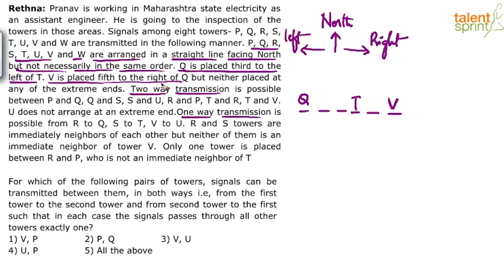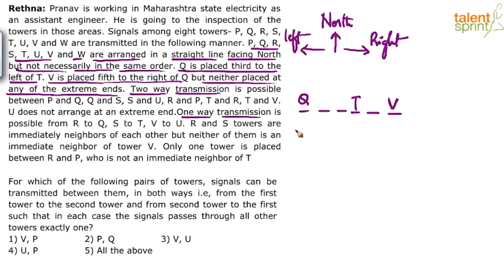But neither is placed at any of the extreme ends. Now this is a very important point. He says V is placed fifth to the right of Q, but neither of them are placed at any of the extreme ends. See, if you look at it, we have already got 6 positions here. 1, 2, 3, 4, 5, 6. Of course, only 3 of these 6 positions are filled, but we know the 6 definite placements, right? And we also know that neither Q nor V are at the extreme ends.